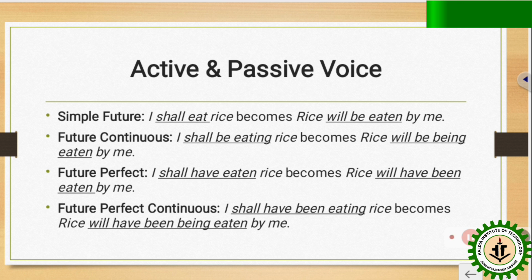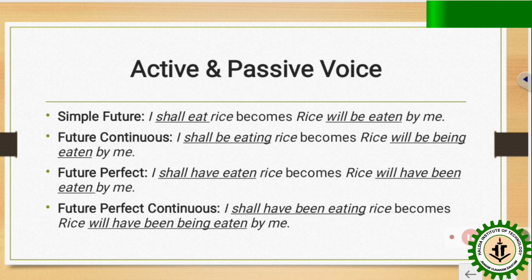Coming to future continuous tense, we can have the same sentence as I shall be eating rice. Now just like the other two tenses, rice becomes the subject and we need to have the V3 form of the main verb, that is eaten, and to do that we need to bring an extra be verb, and that extra be verb is sitting after the be verb of continuous tense. That is why that extra be verb becomes being, and the sentence becomes rice will be being eaten by me.